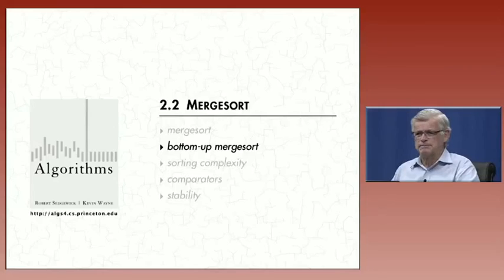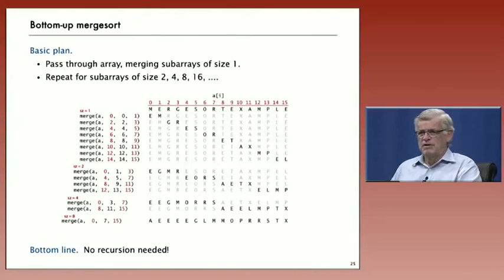Next, we're going to look at a bottom-up version of Mergesort. While Mergesort is easy to understand as a recursive program, this bottom-up version that has no recursion is also quite simple to understand and to code up. The basic idea is to think of the array as being, at the beginning, a set of little sorted subarrays of size 1.